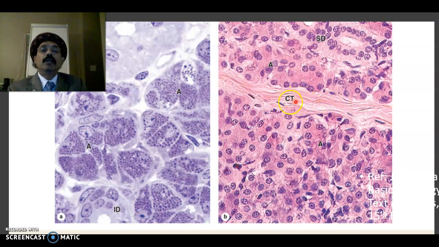We have connective tissue septa, and that connective tissue septa will divide the parotid gland into lobes and lobules, and it contains blood vessels, nerves, lymphatics. So we got the acinus, the intercalated duct. Intercalated duct is also covered by the myoepithelial cell. Myoepithelial cell function is to squeeze the acinus and to squeeze the intercalated duct to get the secretion out of the parotid gland through the ductal system to the main duct.